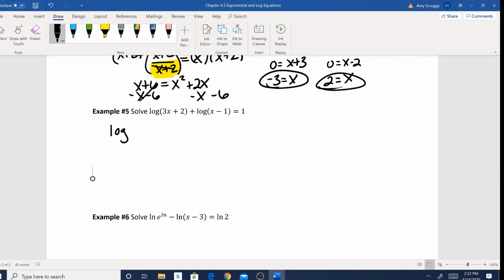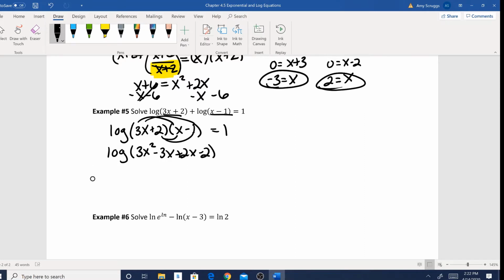So of course, when you're dealing with logarithms, if they're being added, that's the same thing as multiplying. So we're going to be multiplying these two binomials together. And of course, when you multiply binomials, you're either going to be doing FOIL or the box method, whatever you prefer. I'm going to FOIL this. All right. And then we'll just continue to condense. So we'll have 3x squared minus x minus 2 is equal to 1.